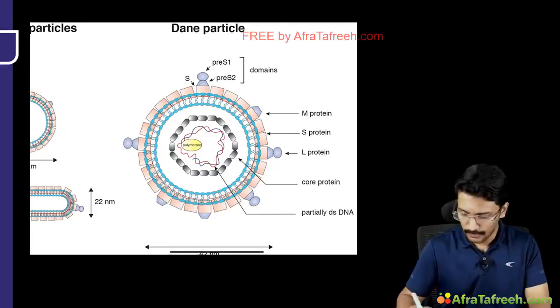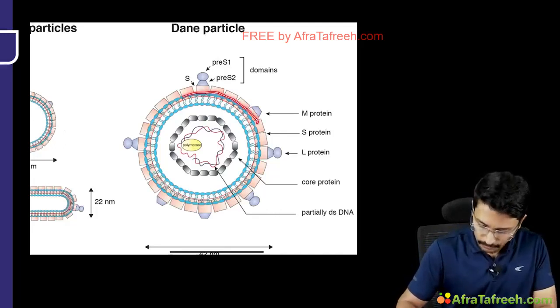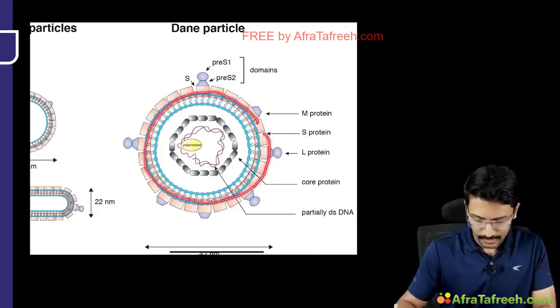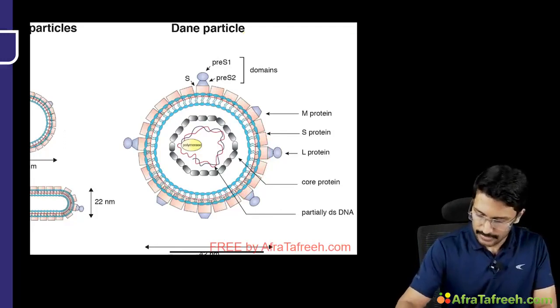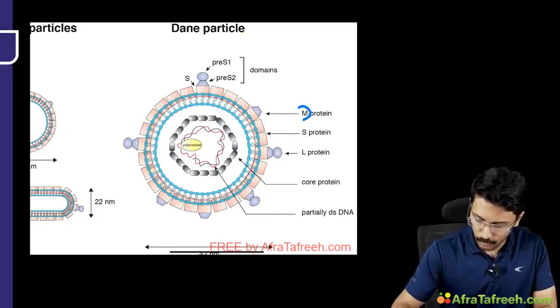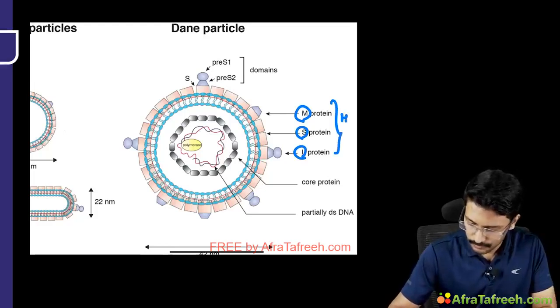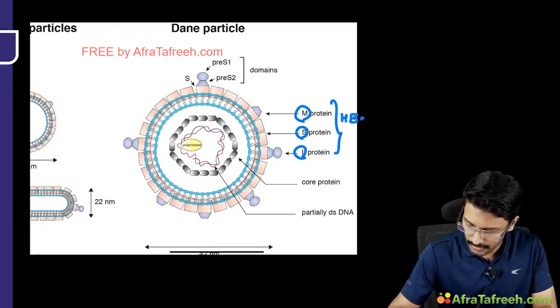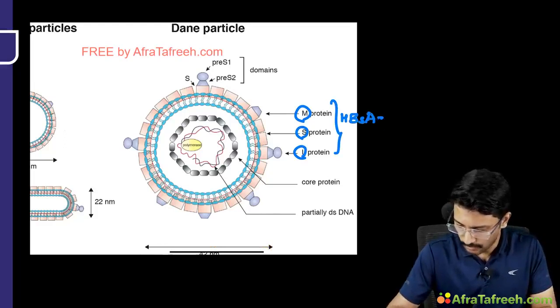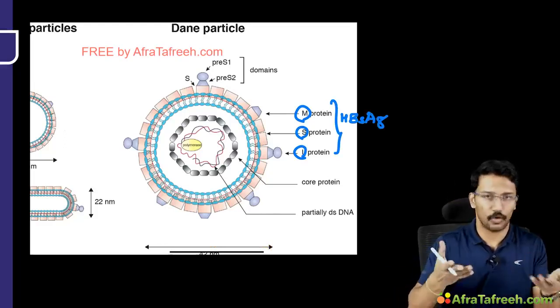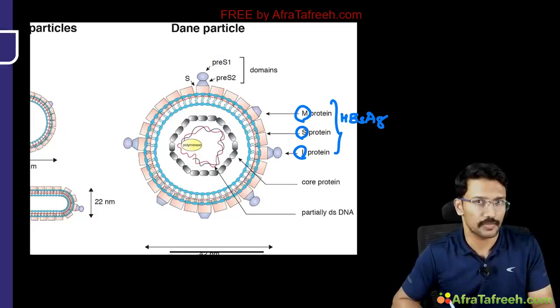So a Dane particle has a layer of surface proteins. It has three types of surface proteins: M protein, S protein, and L protein. All of these together, we call hepatitis B surface protein, or hepatitis B surface antigen. Obviously, protein is going to be an antigen, right?